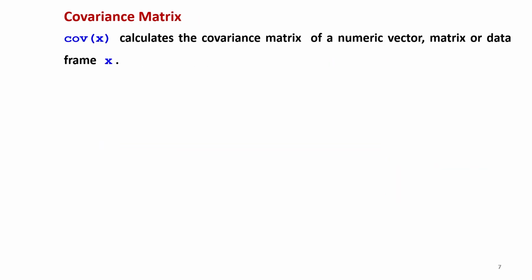Now the next question is, how are you going to compute this covariance matrix in the R software? It is very simple. You simply have to use the same command which you used earlier for computing the covariance. But the only thing is this, now X has to be a numeric vector, matrix or a data frame. Earlier X was only a data vector, or there were two variables X and Y, and both were data vectors, right.